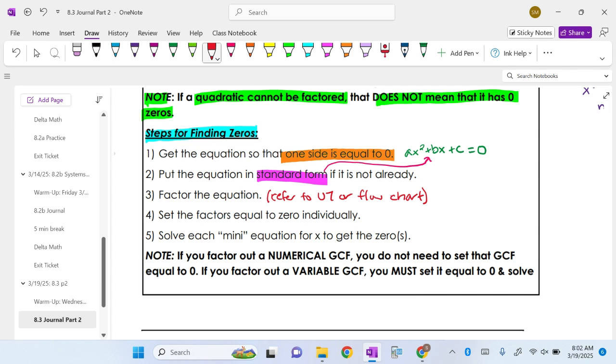Then we're going to set the factors equal to 0 individually. So what that would look like is, if I had two factors, I would set one equal to 0 and then the second one equal to 0. Essentially you're breaking the two factors apart once you get them and setting them equal to 0, creating what I like to call mini equations. Because then you're going to solve those mini equations. So you're going to solve each mini equation for x, and that'll give you the zeros.